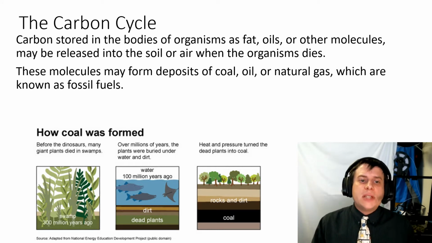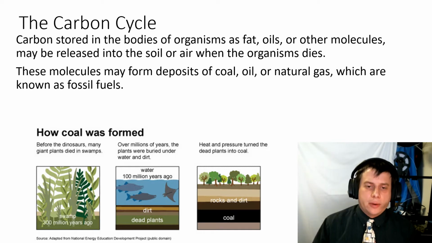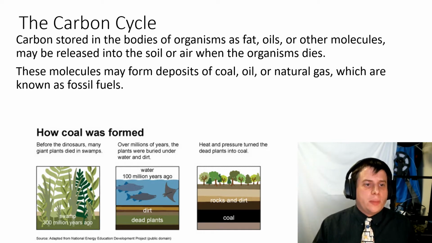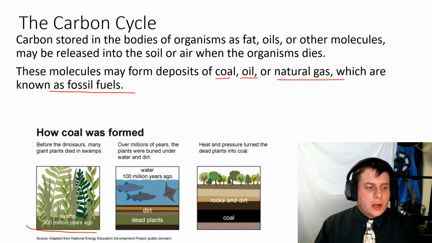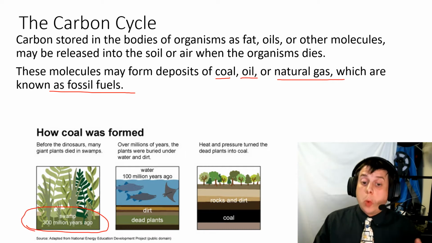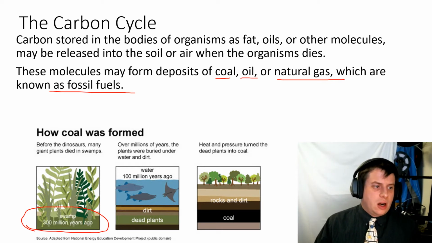However, sometimes these molecules will get compressed and packed underground. And there they may form deposits of coal, oil, or natural gas, which are known as fossil fuels. So here's how that happened. Over 300 million years ago, so 300 to 350 million years ago, there were swamps. This is before the dinosaurs. This is when the most complex life on land was giant bugs and maybe some small lizards, all right?